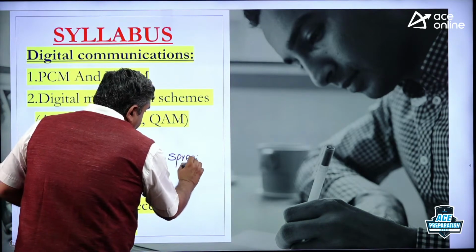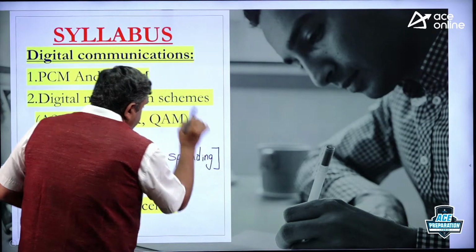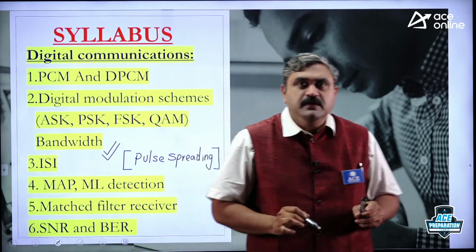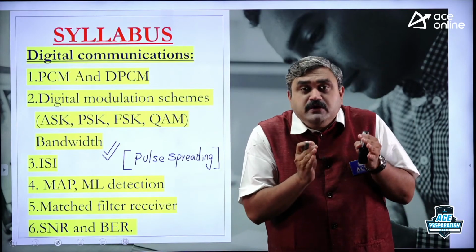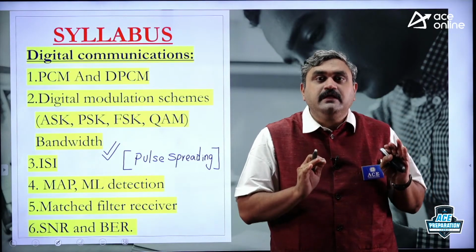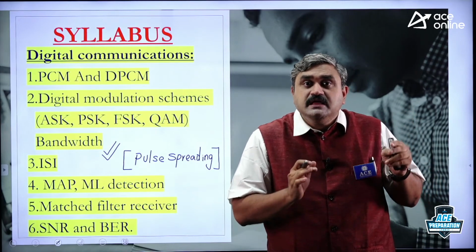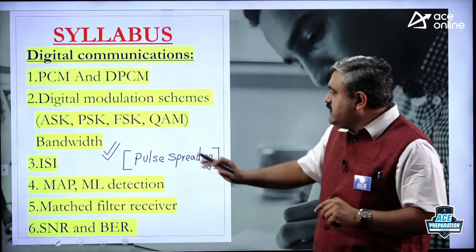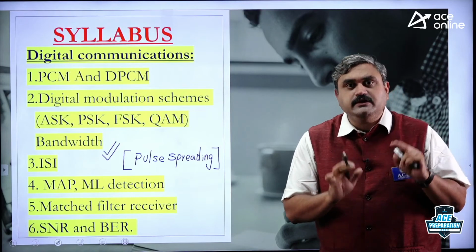When you do transmission using rectangular pulses, there is a heavy chance that one pulse will interact with its previous pulse or the next incoming pulse. Because of this interaction, pulse spreading takes place. Because of this, the probability of error will increase. So that is what we are referring to as inter-symbol interference. This has to be reduced.